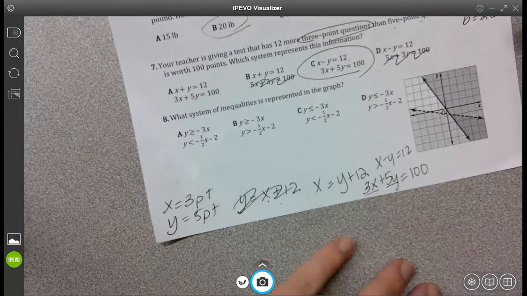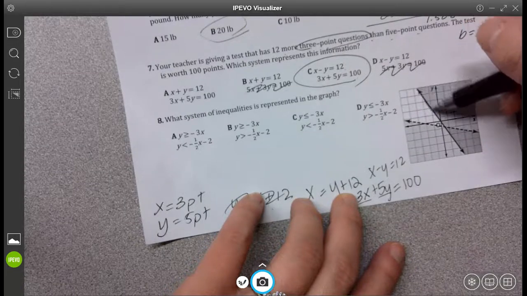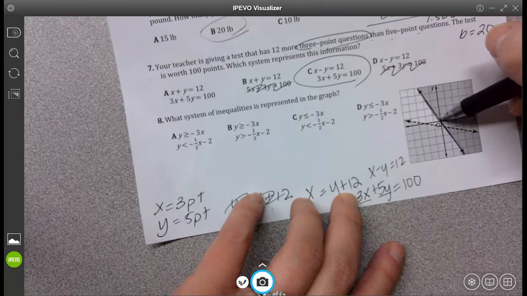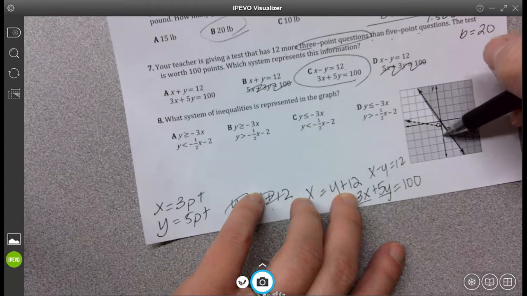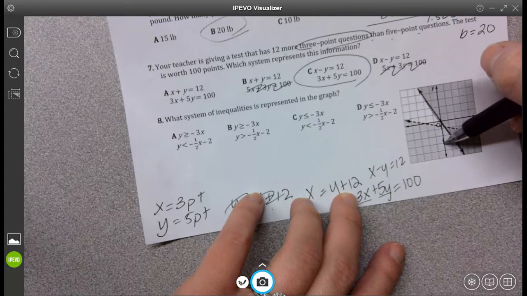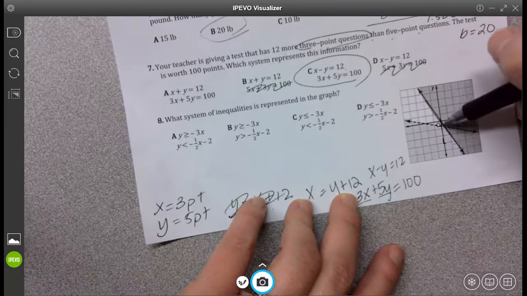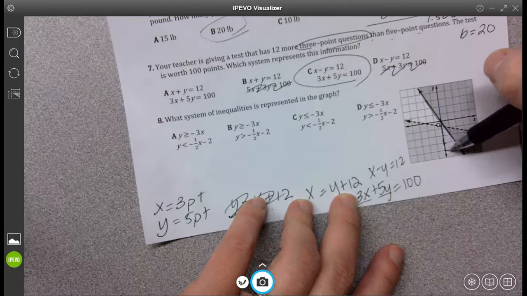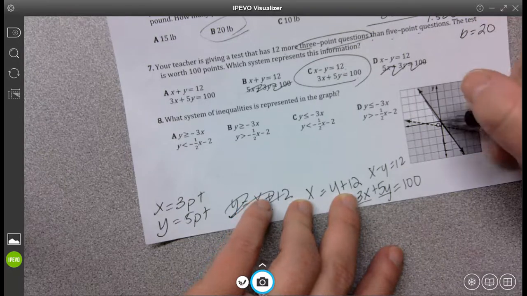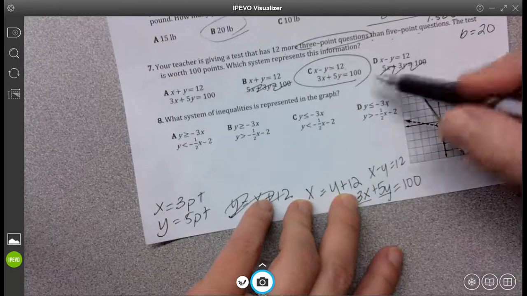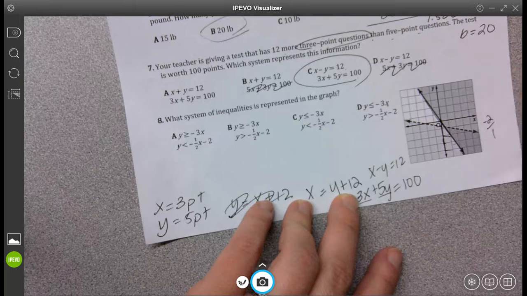It says, what system of inequalities is represented in the graph? So this one starts at the origin. It's negative, so it goes down 1, 2, 3. 1, 2, 3 over 1.5. 1, 2, 3, 4 over 2. Oh, okay. I was looking at this and it was 3. I'm like, that's not 3. Okay. Down 1, 2 over 1. So it's down 2 over 1.